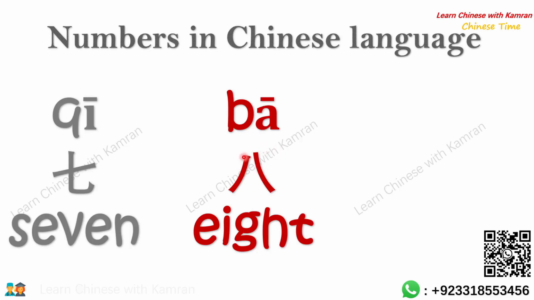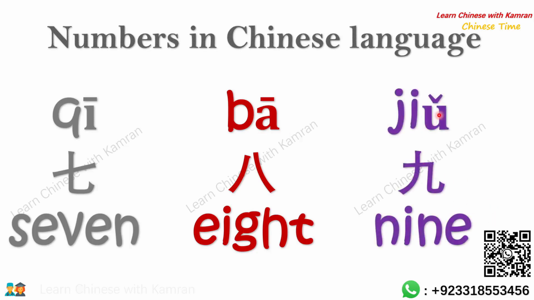It is very easy to write, just 2 strokes. And if you say papa, it's just ba, ba. Number 9, again it is third tone. It is jiu.